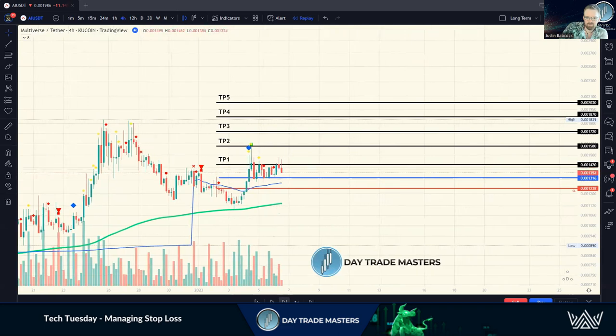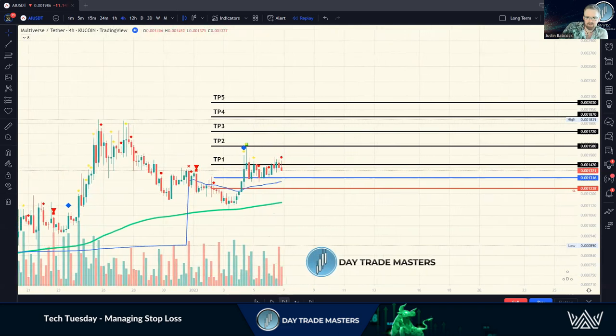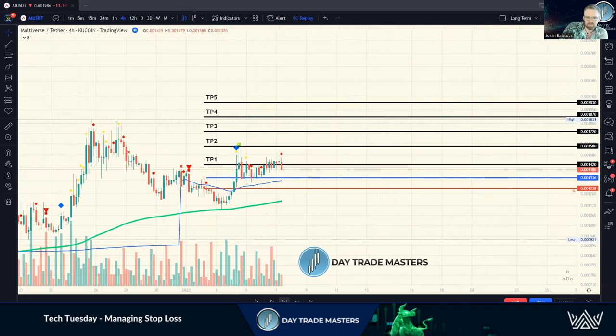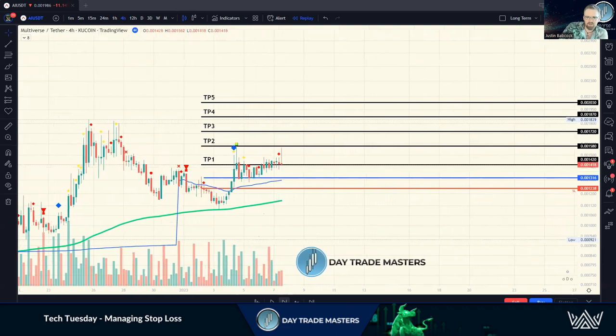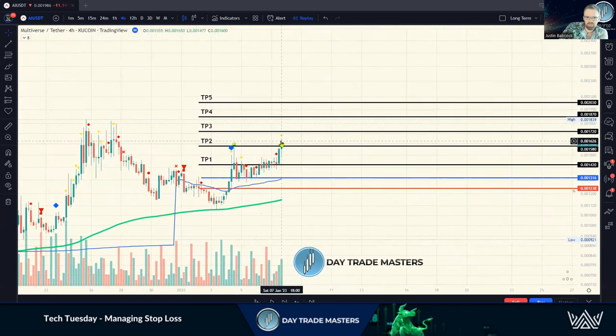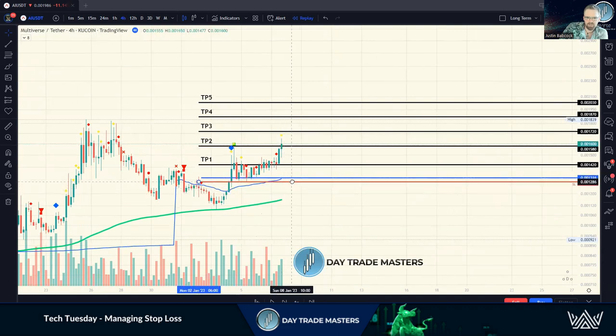So what I'm waiting for is this thing to make its next move up. So we've got a little bit of sideways action here. Nice little spike. All right, so we hit TP2. That's awesome. So first thing I want to do is take my stop loss. I'm most likely going to bring it up to my entry or a little bit higher.